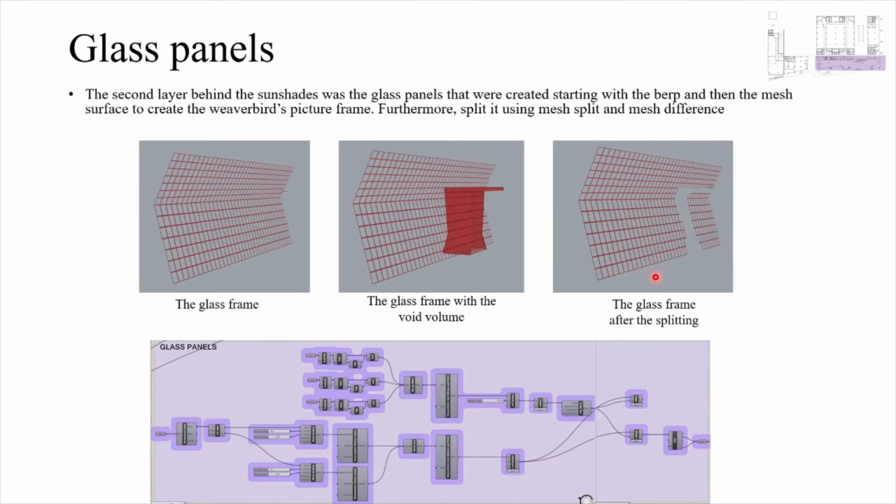The second layer behind the sunshades was the glass panel that was created starting with the Brep and then the mesh surface to create the Weaverbird's frame. Furthermore, split it using Mesh Split and Mesh Difference. Here you have the glass frame with the void volume that split it, the glass frame after the splitting.